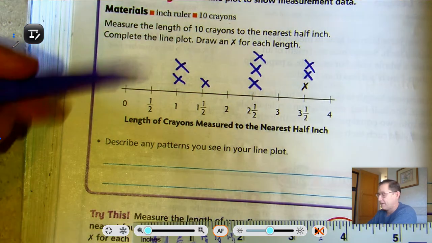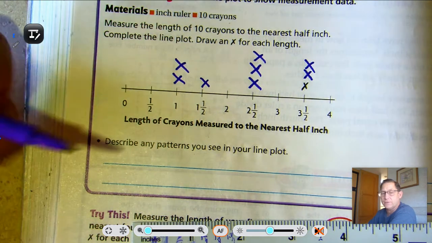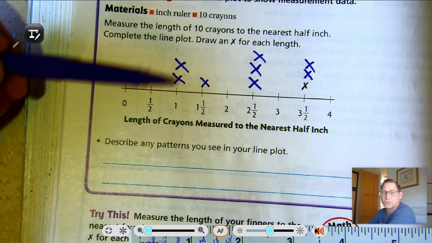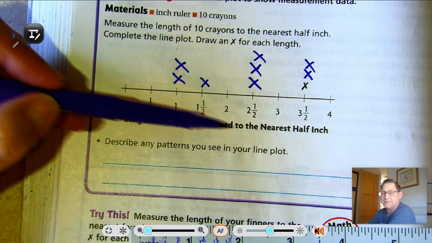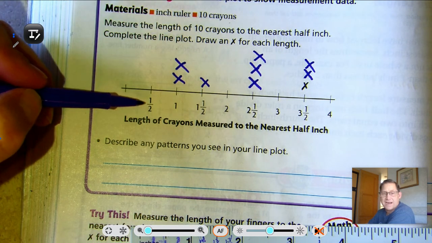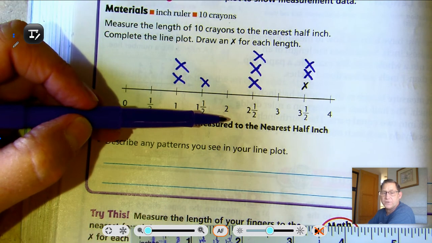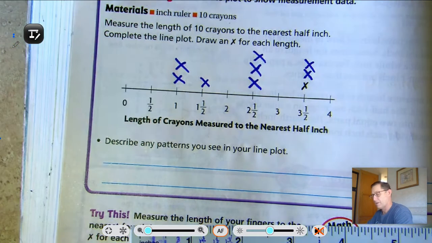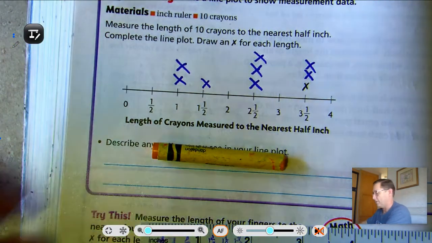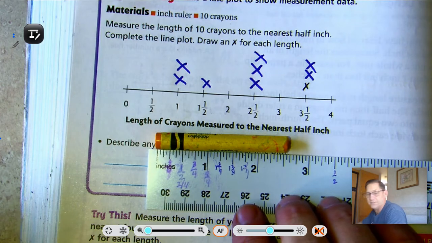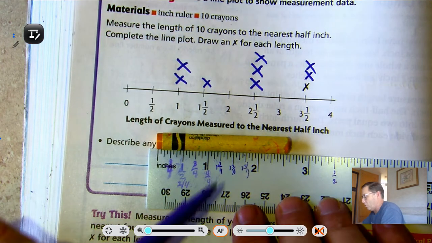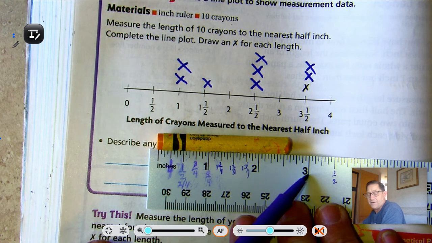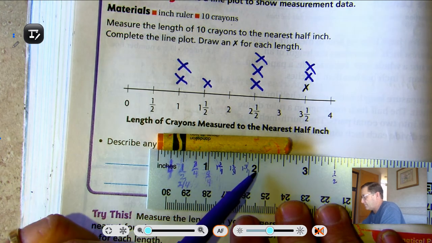Okay, so hopefully you're recognizing what the X's are representing now. The X's on this line plot represent how many of those crayons are that measurement. So far I have no crayons that are 1/2 inch, no crayons that are 2 inches, none that are 3, and none that are 4. Okay, all right, let's try this yellow one. Line it up with 0. It's past 2. It hasn't reached 3. So it's in between.